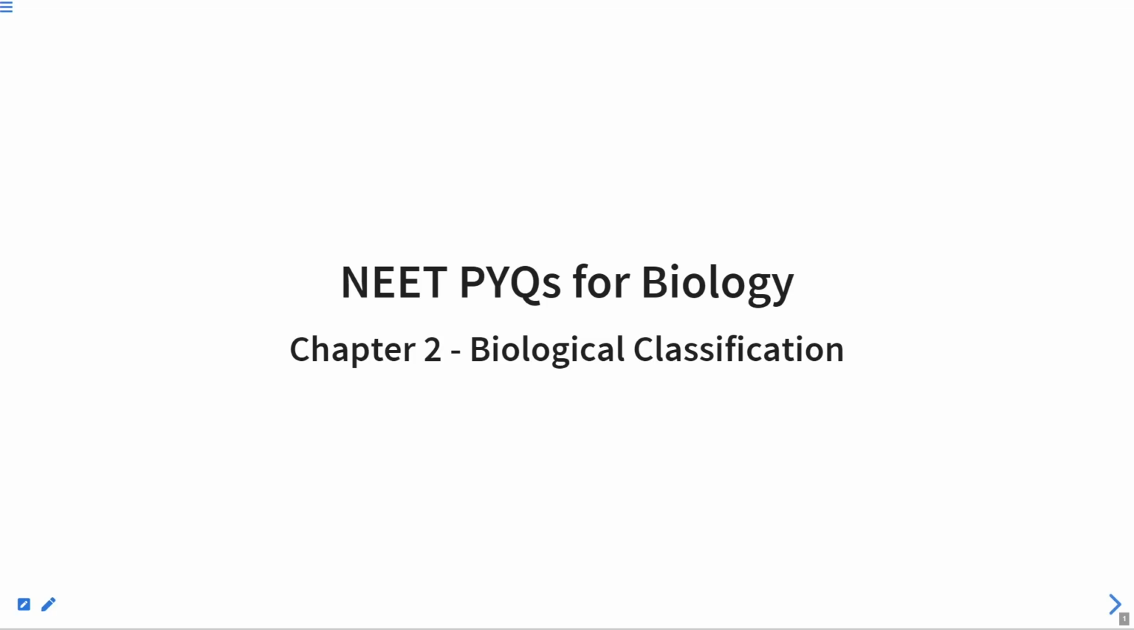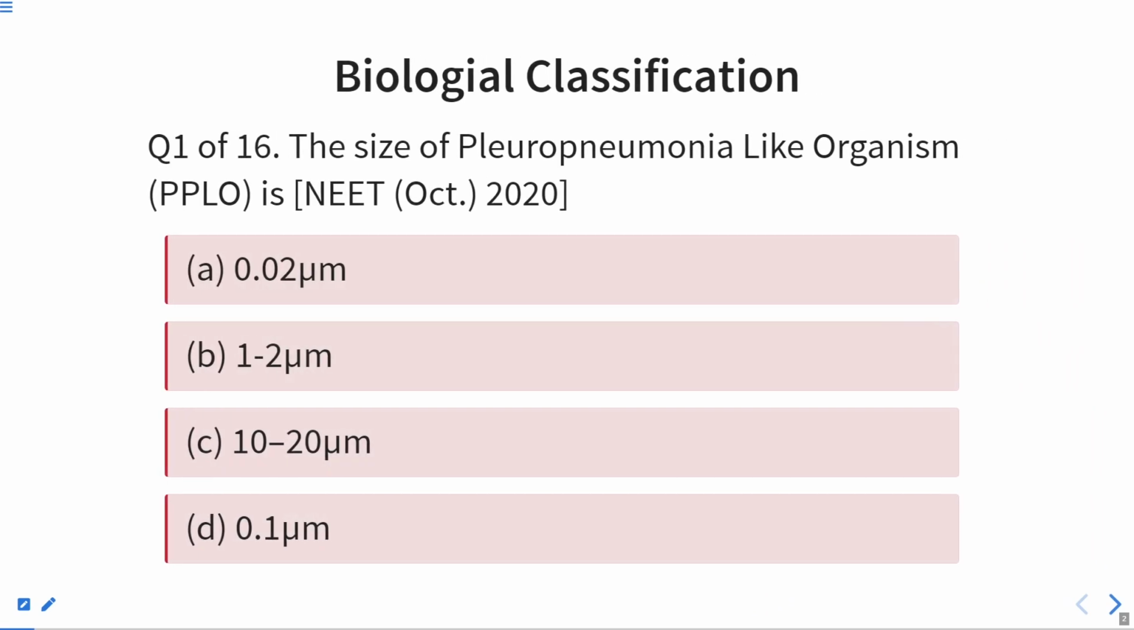Today we'll be discussing the NEET previous year questions from the topic biological classification. Usually 1 to 2 questions come from this chapter, but you need to study all the topics from this chapter. This chapter is very important. So let's start with the first question.